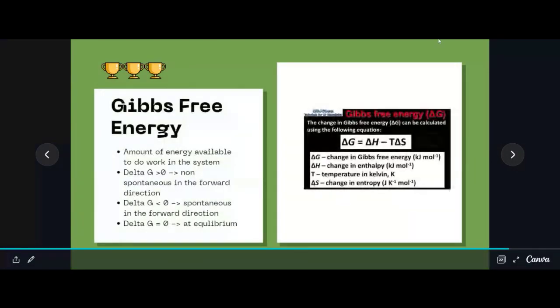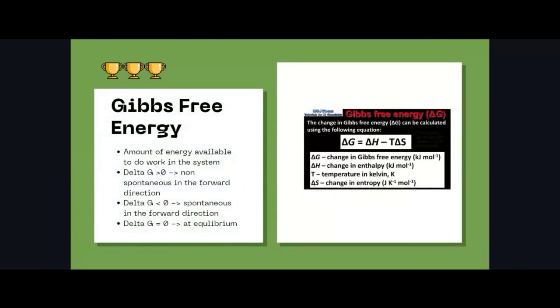Okay, so Gibbs free energy. Gibbs free energy is the amount of energy available to do work in the system. A lot of the processes in our bodies are not spontaneous, though sometimes they are when you factor in other things. So this is essentially the measure of the free energy available to do work. If delta G is greater than zero, it's non-spontaneous in the forward direction, right? This is completely different from the spontaneity of entropy values, so be sure to think about what you're asking for. If delta G is less than zero, it's spontaneous in the forward direction. This is opposite, again, from entropy. And when delta G is equal to zero, it is at equilibrium.